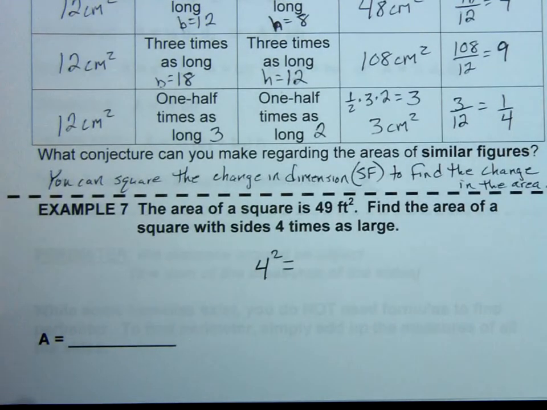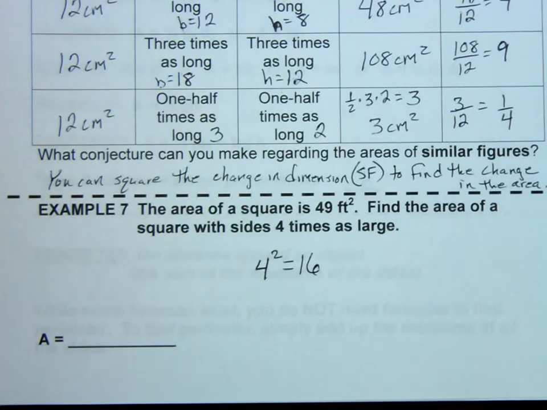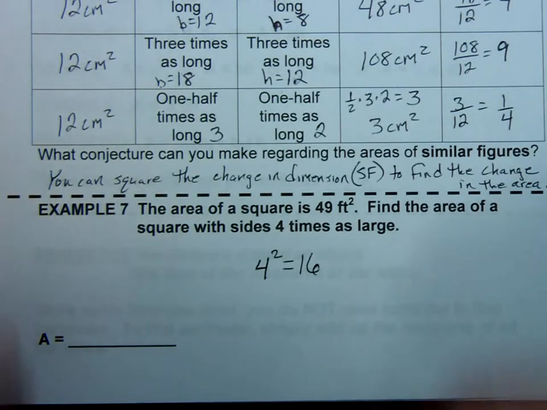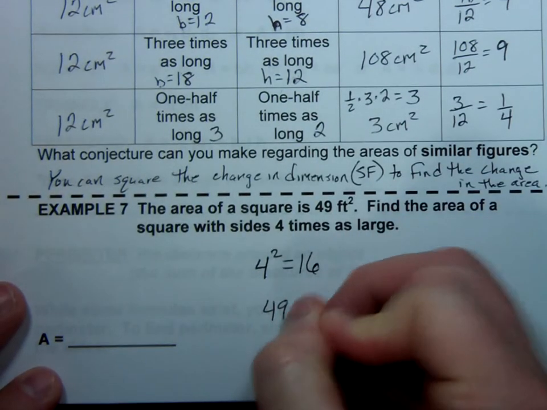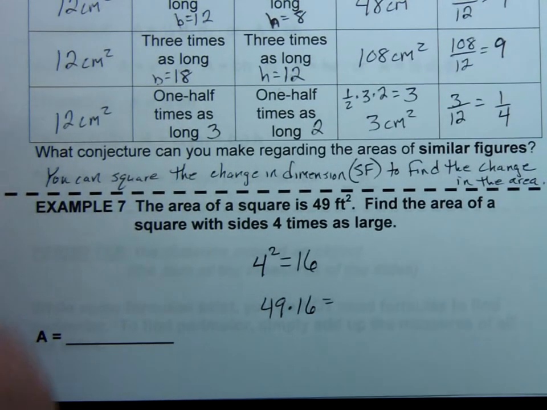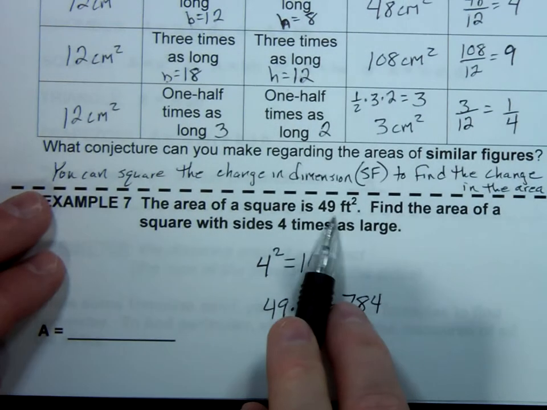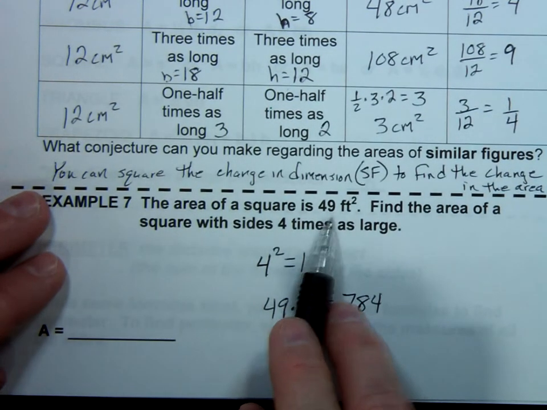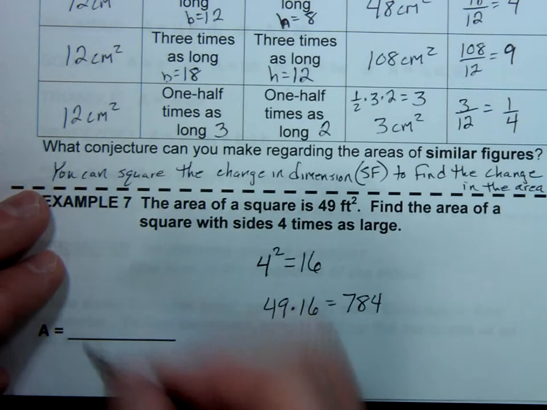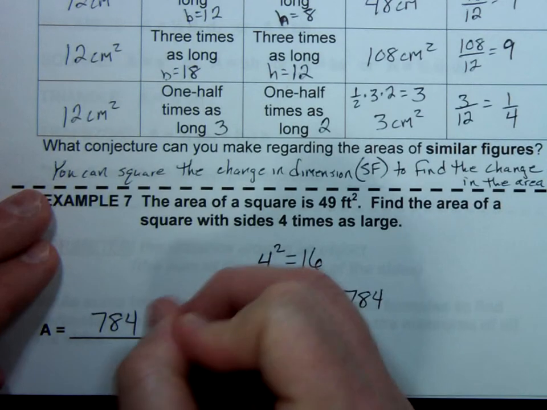So 4 squared is 16. So I know that the area is going to be 16 times larger. So I will take the original area, 49, and multiply by 16. So 49 times 16 is 784. So if the original square had an area of 49 feet squared, and I know the sides are going to be 4 times larger, then I know that new square is going to have an area of 784 feet squared.